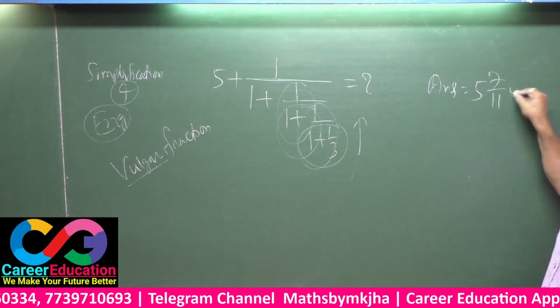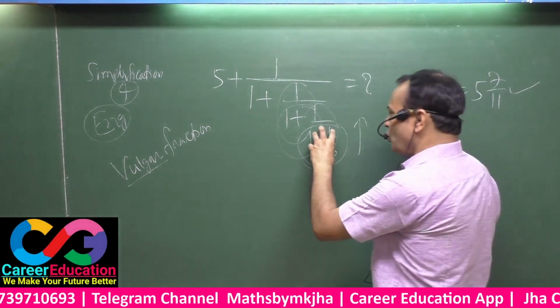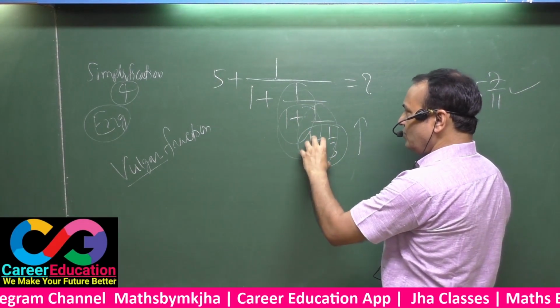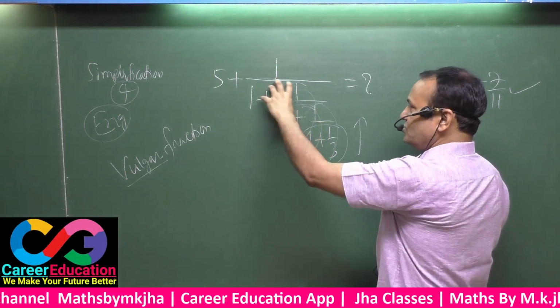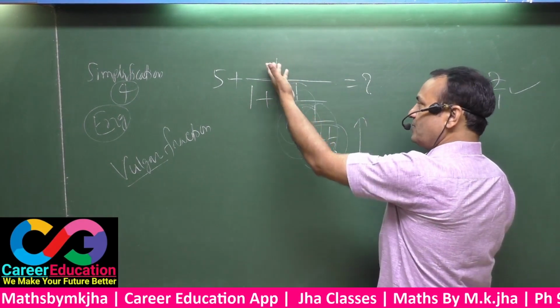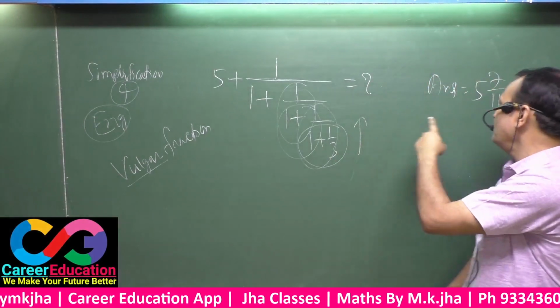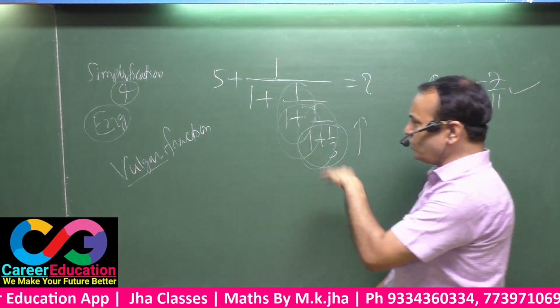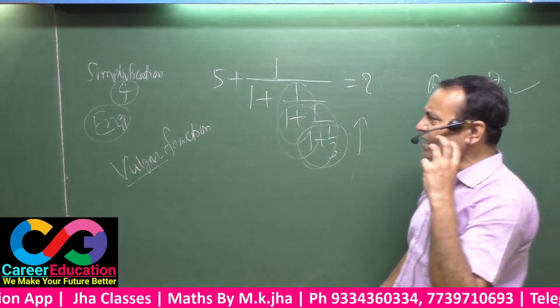See here again. This is 4 by 3, this is 3 by 4, this is 7 by 4, this is 4 by 7, this is 11 by 7, reverse 7 by 11, this will be removed. 7 by 11 is the answer. If you solve through the basic way, you will have to write time and again.